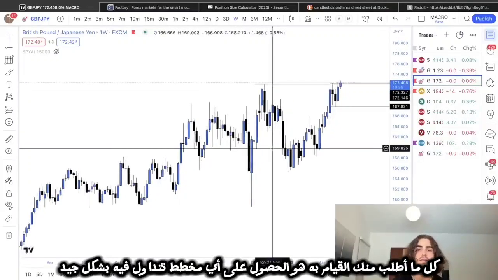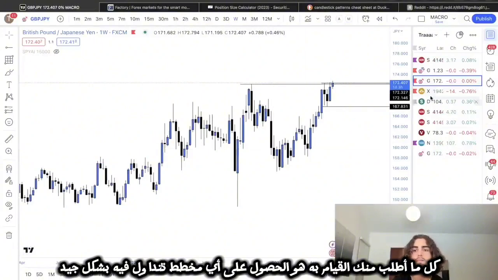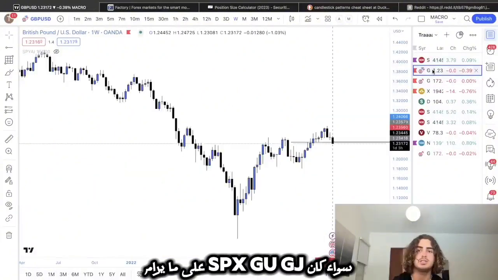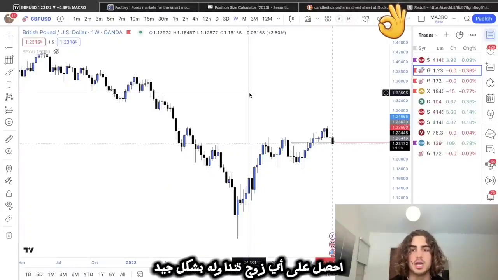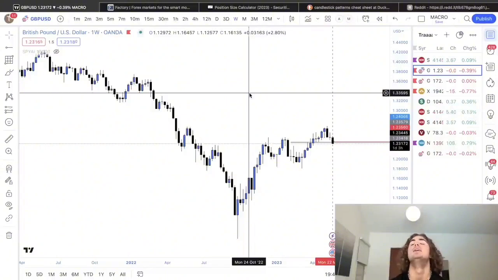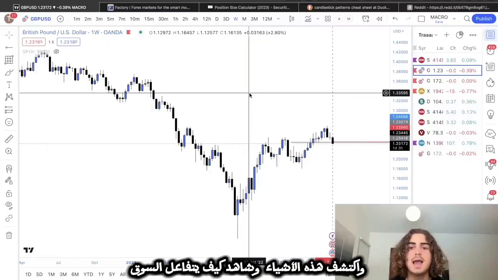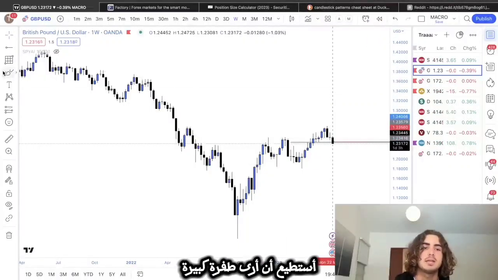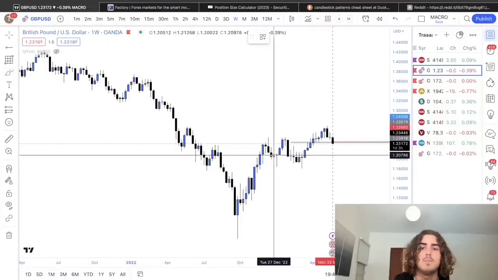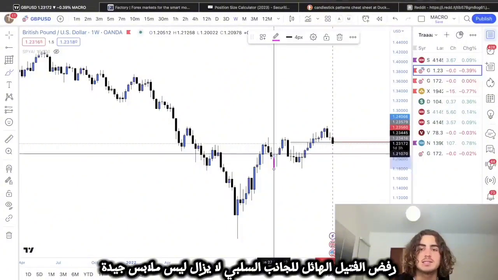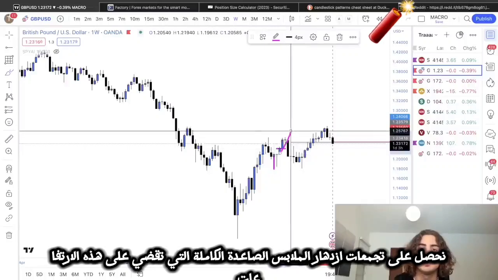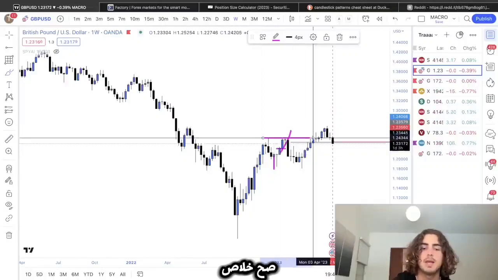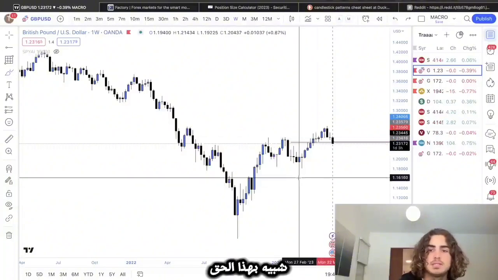All that I'm asking you to do is get on whatever chart you trade, whether it's SPX, GU, GJ, whatever. Get on whatever pair that you trade and just spot these and see how the market reacts. Literally just being on this chart, I can see two. Boom. Massive wick rejection to the downside. Still not a good close, but what happens next? We do get a full bullish close. Boom. Rallies. Takes out these highs.